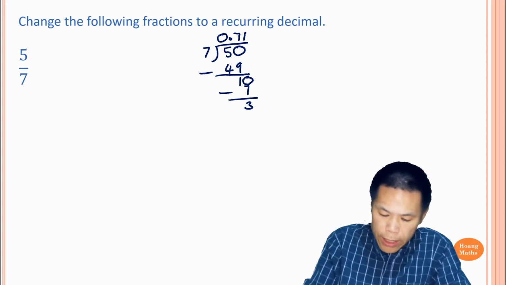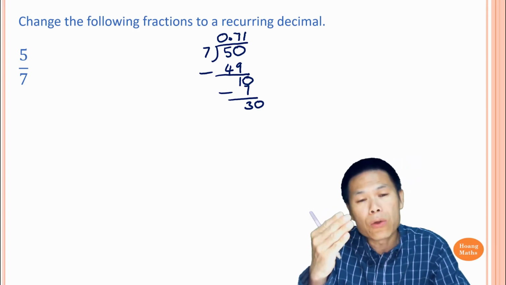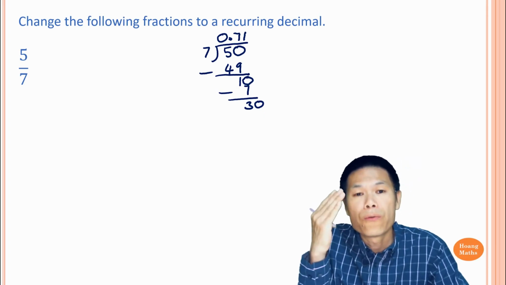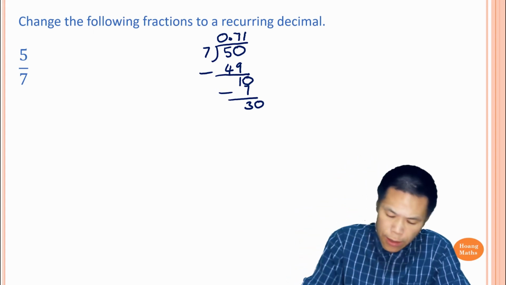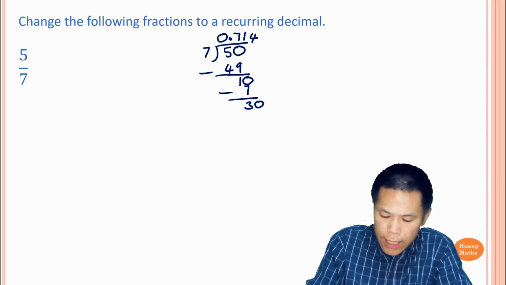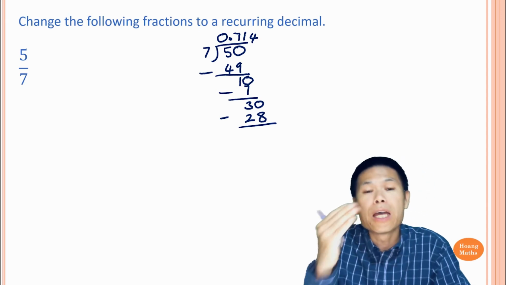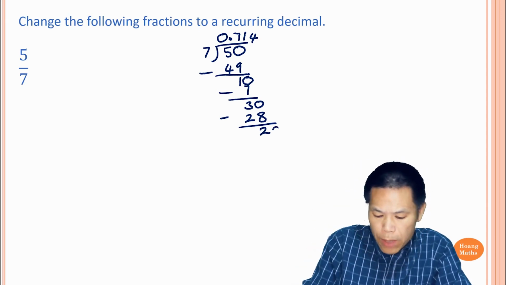Then we add 0 at the end, so it becomes 30. So 7 goes into 30 4 times, because 4 times 7 is 28. So I just write 4 down, and 4 times 7 is 28. I just write 28 here, and we minus it. 30 minus 28 is 2. So we just write this down, and we add a 0.